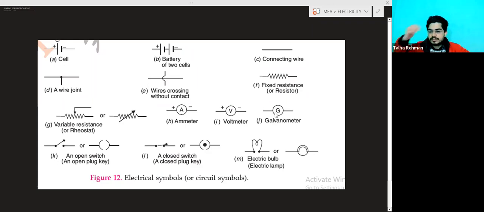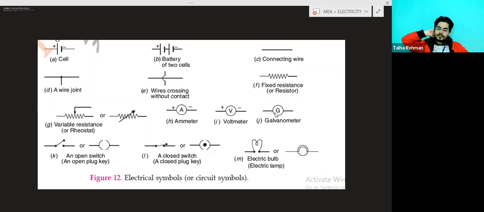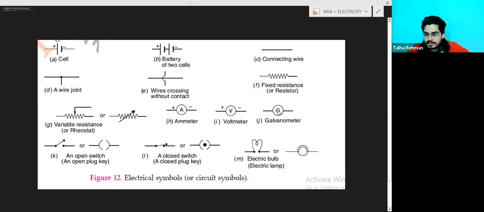Now there is one more thing, the galvanometer. Basically, a galvanometer is used to measure very small currents. Basically, it is used to detect the current, you can say, not to measure the current. So this is the symbol of the galvanometer. This is G and this is a circle. This is the symbol of a switch or key, you can say. Either this or you can use this symbol.